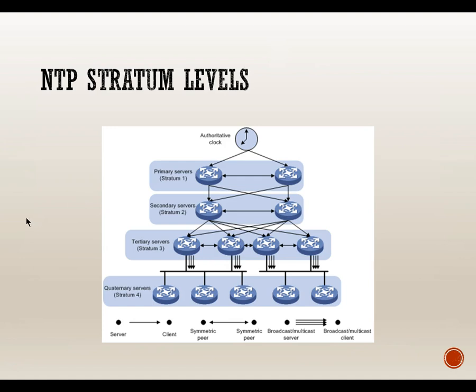The stratum levels, and again, it's just how far away are we. We have the authoritative clock. The primary servers, Stratum 1, are directly connected to the clock. Stratum 2 are connected to the primary servers. Stratum 3, tertiary servers, are connected to the secondary servers, on down the line. And Cisco was 2 to 15. So how far away is the server that we're using to synchronize our network with? And that's all a stratum is.